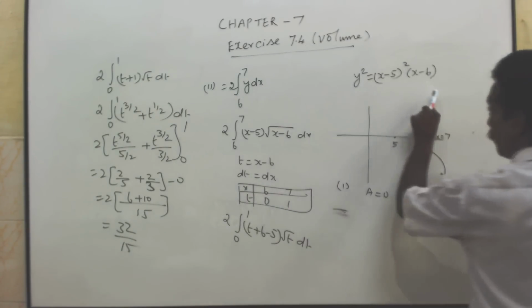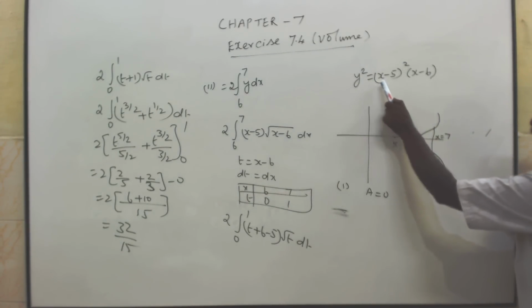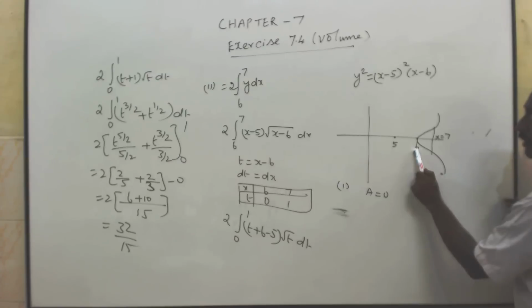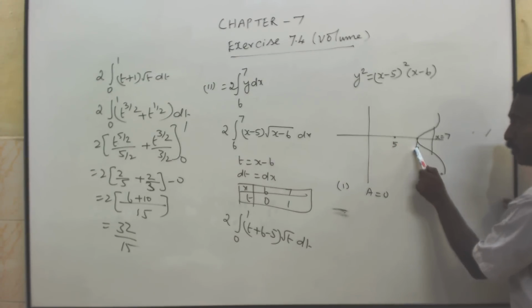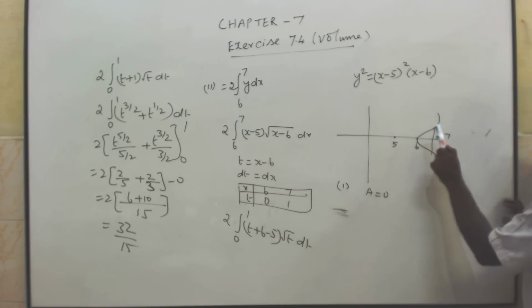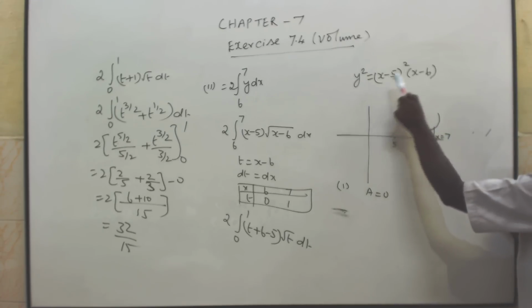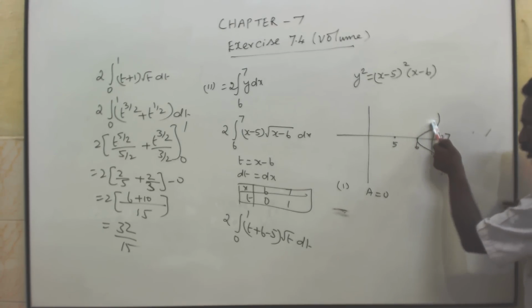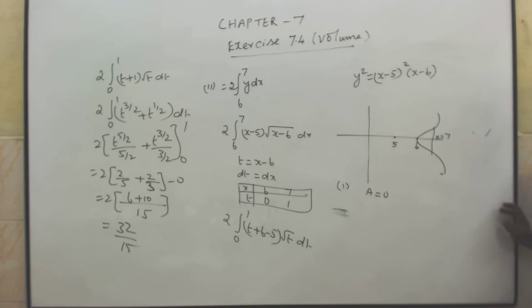Whenever y square appears like this, it is a loop. When we put y equal to 0, x is equal to 5 and x is equal to 6; plot those. But between 5 and 6, substituting 5.5 gives a negative, so the curve does not exist. When we put x equal to 7, y square is positive, y equal to plus or minus, so the curve exists on both the positive and negative side of y. Then it is symmetric about the x-axis. That's why the area above the x-axis as well as below the x-axis is the same. Therefore this answer is multiplied by 2.